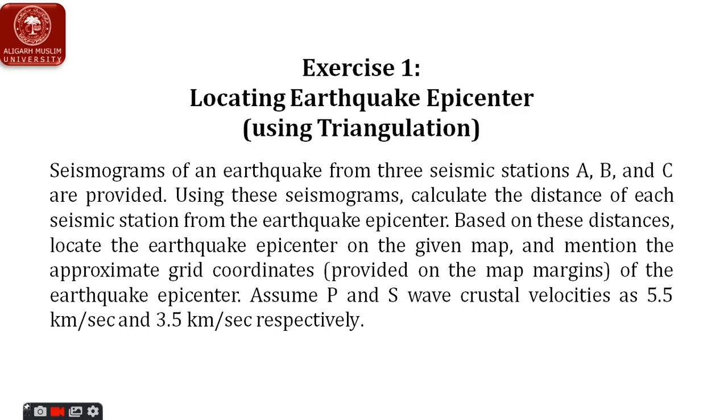Using the triangulation method, the crustal velocities of P and S waves have been provided over here, that is 5.5 kilometers per second and 3.5 kilometers per second for P and S waves respectively.